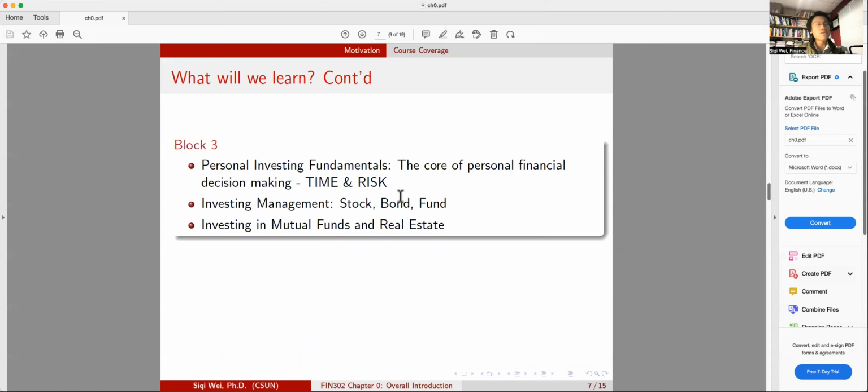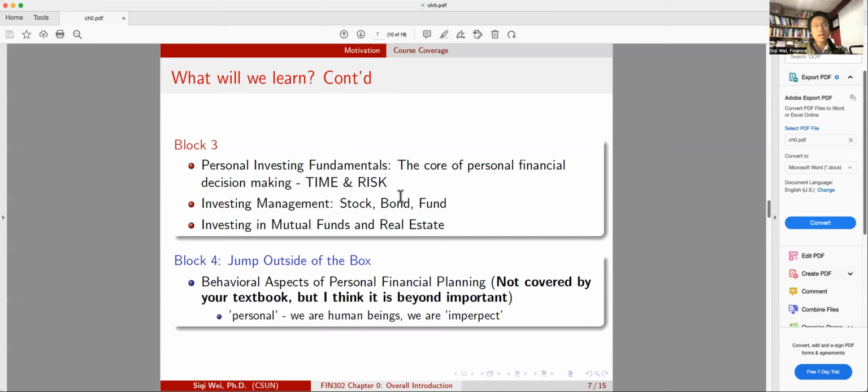Now, in the third building block, which is my favorite, we are going to cover something that has to do with your asset growth. So we want to work on some sort of financial investment by employing a series of financial instruments, including stocks, bonds, funds, and other types of investments. Essentially, within the third building block, we have to deal with time and risk along with their interactions. In the last building block, I would like to invite you guys to jump out of the box to think about the behavioral aspects of personal financial planning.